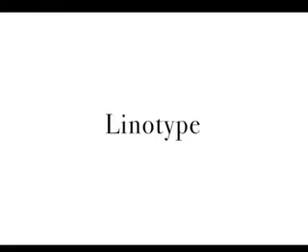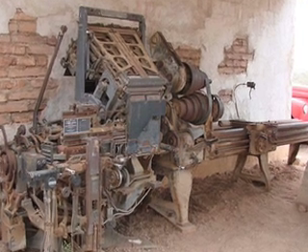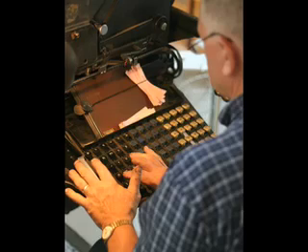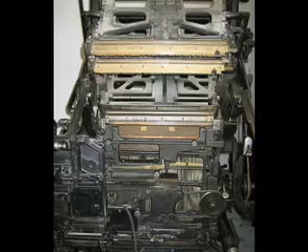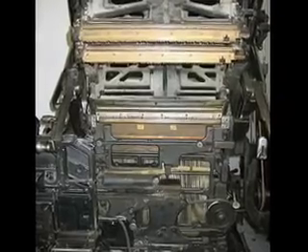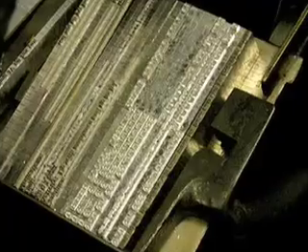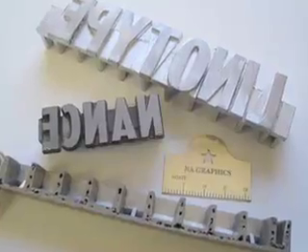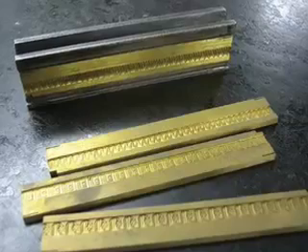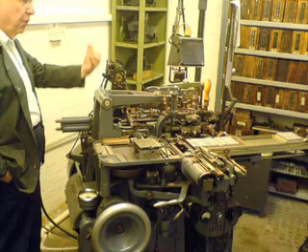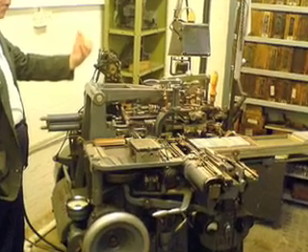Linotype. One of the most profound developments in typesetting technology was the invention of the Linotype machine by Ottmar Mergenthaler in 1886. This machine represented the first great step toward typographic automation. Its name was coined because it produced a single line of type to a predetermined length specified by the keyboard operator.